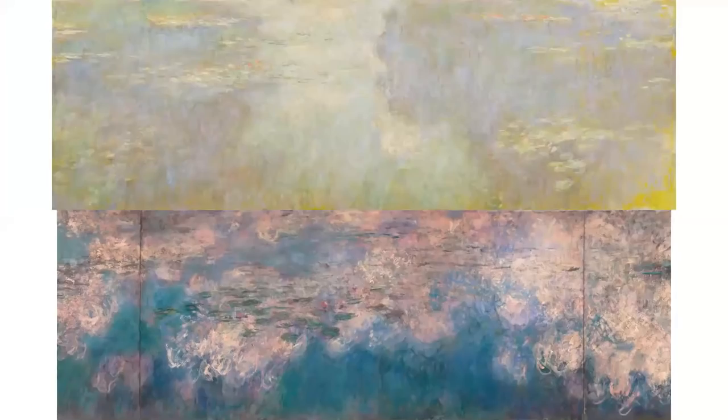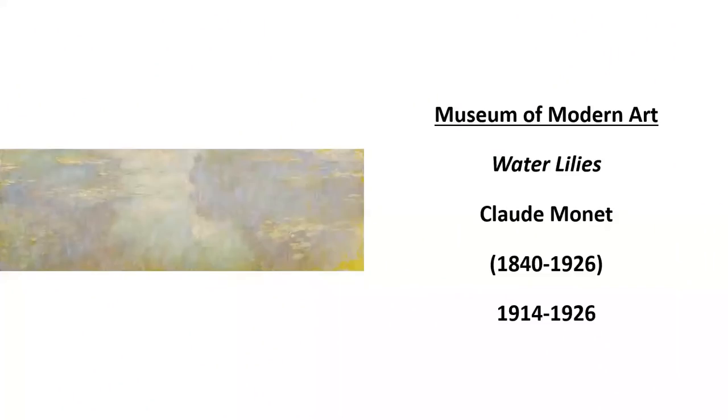Okay, we're getting close to the home stretch. These are our last two paintings. So these ones are very, very abstract, and these are two well-known works. So let's talk about these. This one is at the Museum of Modern Art called Water Lilies. This one, if you look down at the caption on the right, look at the date, 1914 to 1926.